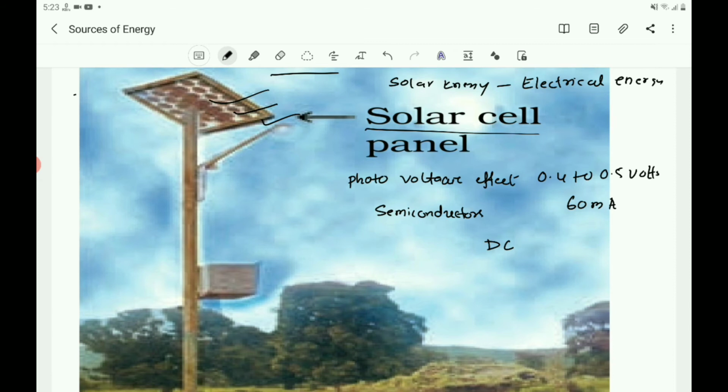In spite of the high cost and low efficiency, solar cells are used for many scientific and technological applications. You know that artificial satellites and space probes like Mars orbiters use solar cells as the main source of energy.